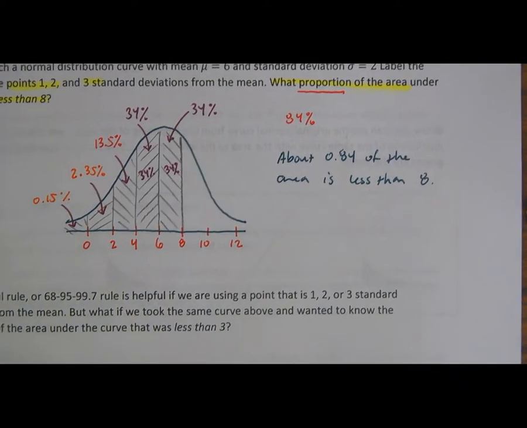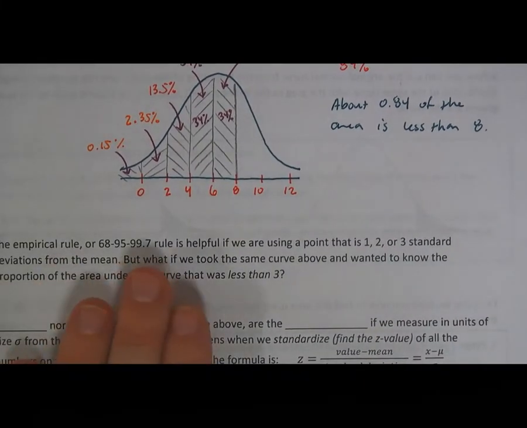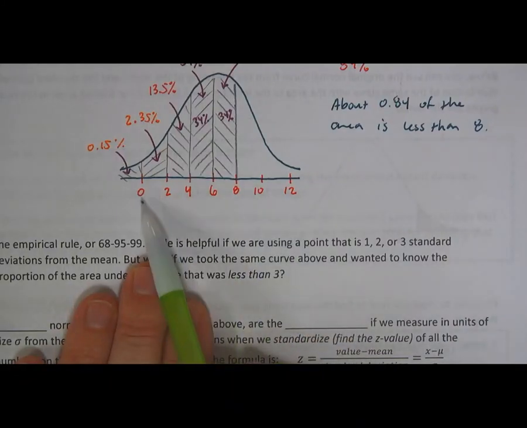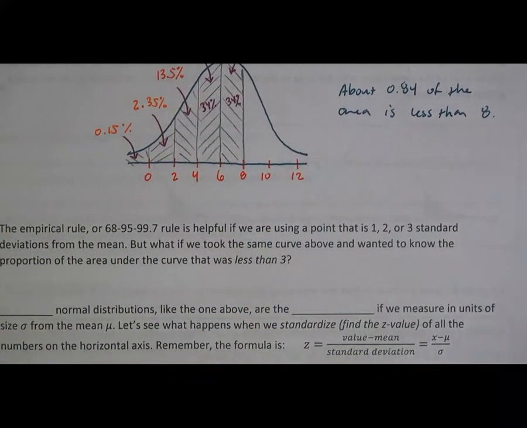Now, look closely at what I've typed right here, okay? The empirical rule is really helpful if you're being asked about one of these numbers. If you're being asked about 0, 2, 4, 6, 8, 10, or 12 that you've labeled, then the empirical rule is what you're going to use. But here's what today's lesson is about.